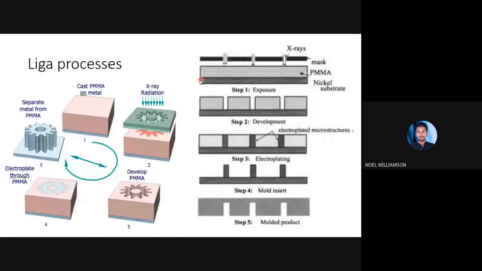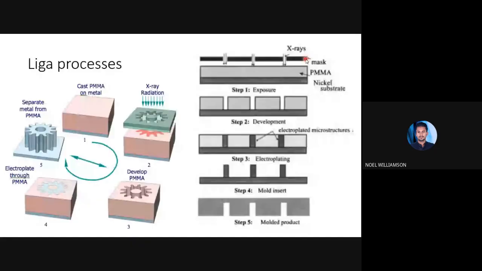After that, we are applying the mask, or the resist is kept over here. Then X-ray is being passed over that. The hole is being created. Electroplating is being done so that the structure will be developed, or the insert for creating the mold is being developed.